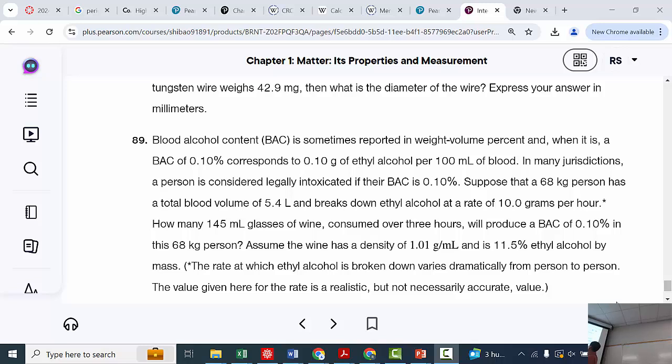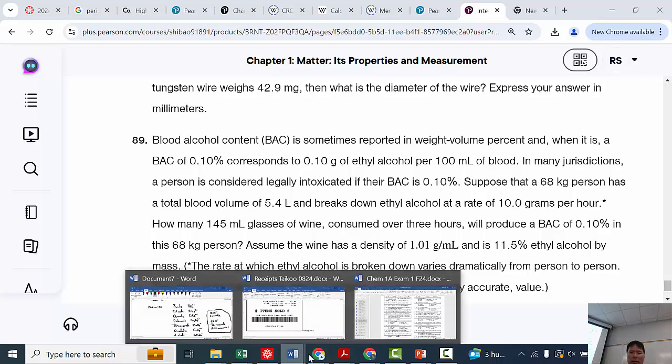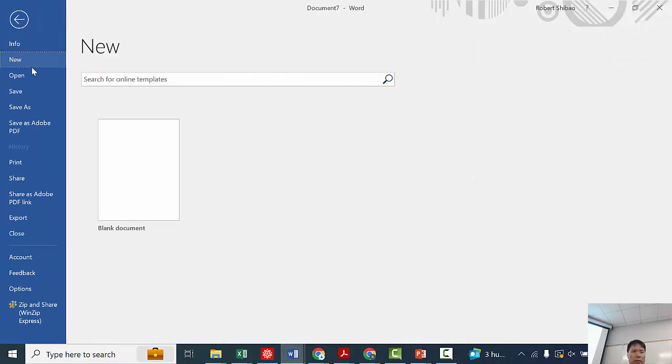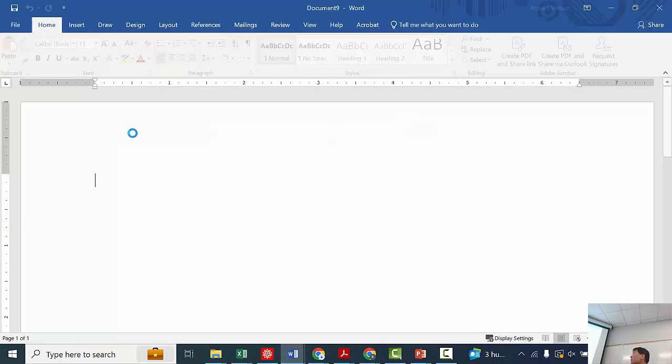It is sometimes reported in weight volume percent. We have different percentages, and it depends on how we represent these. Since I have limited time, I didn't discuss this quite yet.